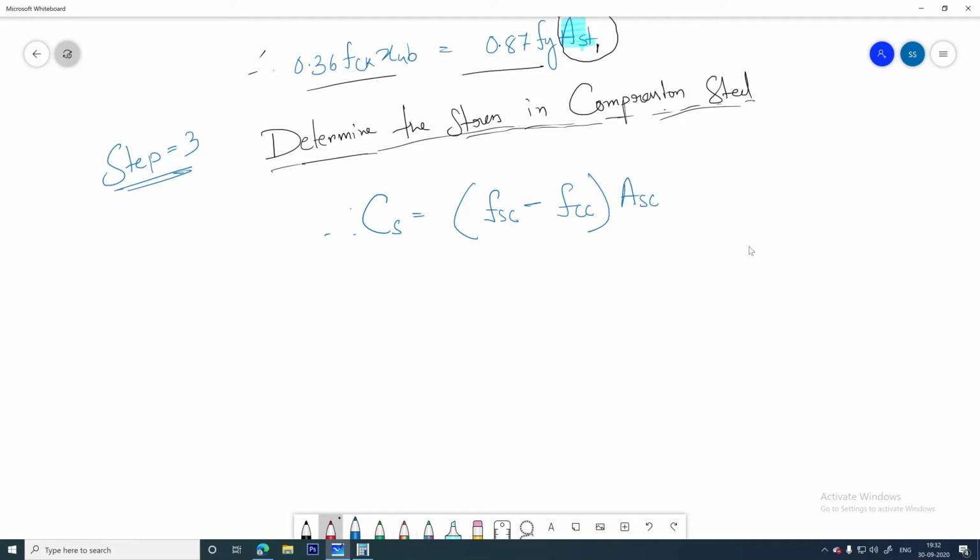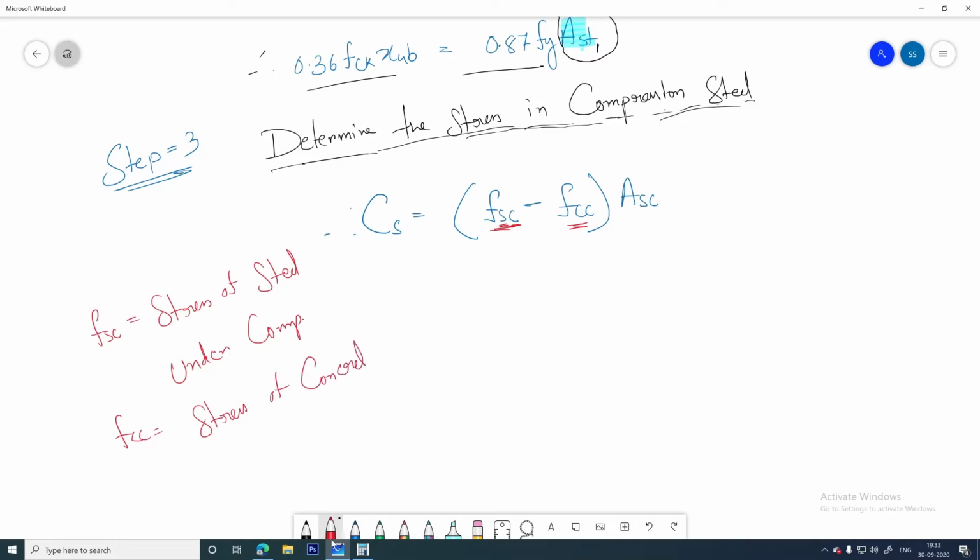Now what is this FSC and what is this FCC? Look, FSC is the stress of steel under compression. Look here, this is S, that means stress of steel, and C means under compression. Here it is stress of concrete under compression. FCC you can write as stress of concrete under compression.